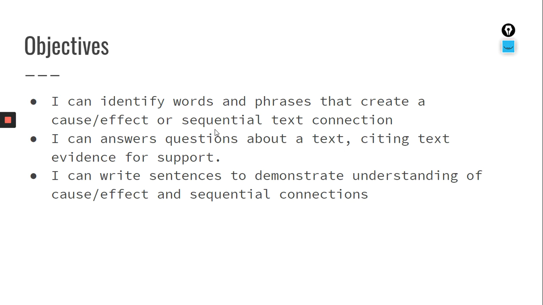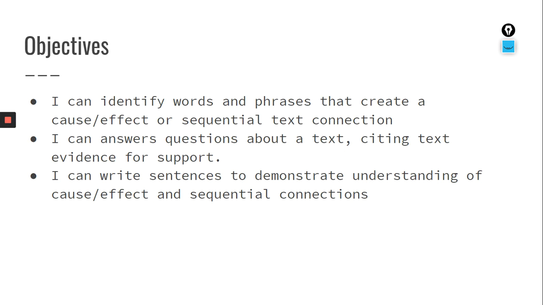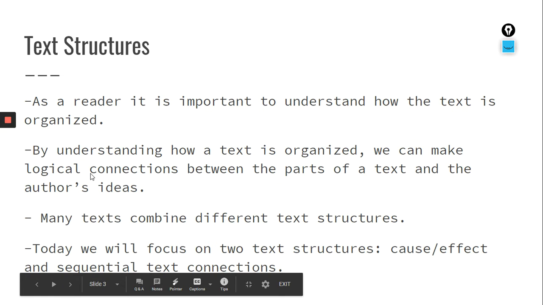So we're going to be able to see that sequential text structure. Our other learning objective is I can answer questions about a text, citing text evidence for support. We've been working on that for a while. We're also going to be able to write sentences to demonstrate understanding of cause and effect and sequential connection. So not only are we going to be able to identify this is cause and effect and this is sequential, we're going to be able to prove those two points and write it out. So that's what we're going to learn today, guys.